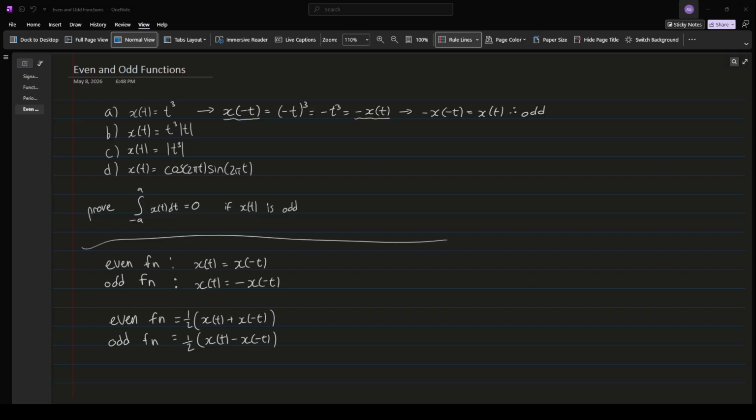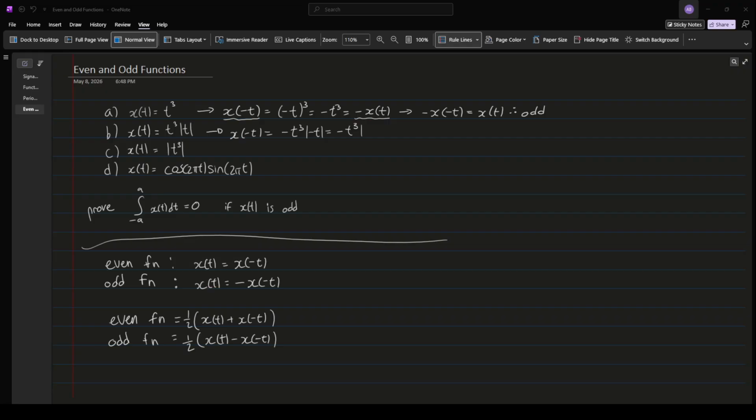Part B, we have t cubed times the absolute value of t. So again, same thing, negative t, and we get negative t cubed. And now we have the absolute value of negative t, but this is just going to be equal to negative t cubed times the absolute value of t, because the negative goes away, right?